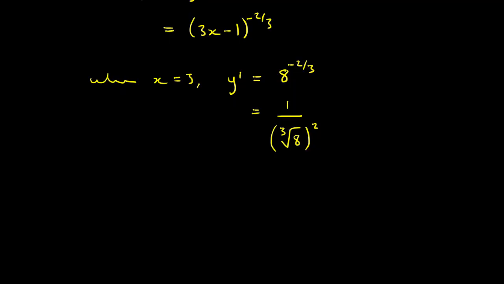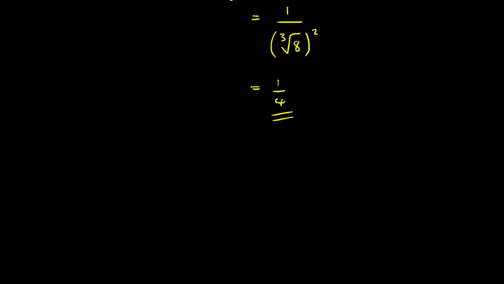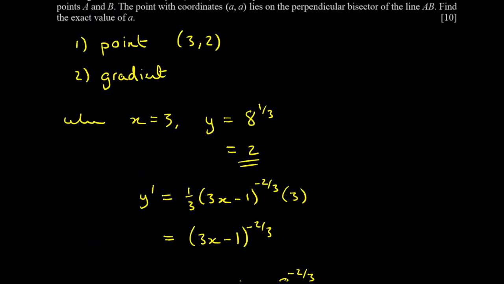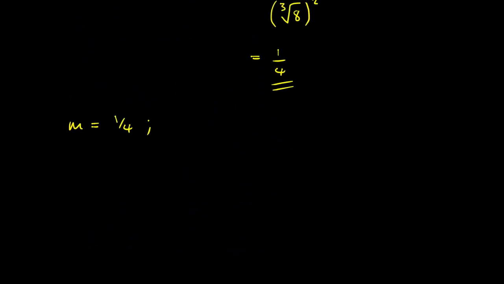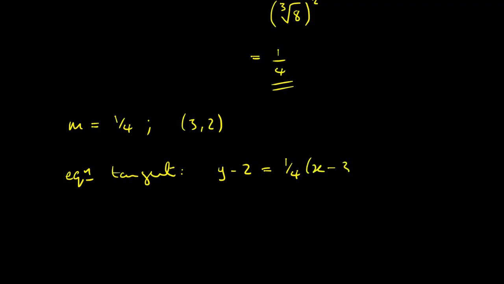So what's the cube root of 8? The cube root of 8 is 2. 2 squared is 4, so we've got a gradient here of a quarter. So let us recap. Our gradient, m, of the tangent is a quarter. And what is our coordinate point? Our coordinate point is (3, 2). So how do we get the equation of the tangent? Equation of the tangent, we do y minus y1 is equal to m(x minus x1), so y minus 2 equals a quarter (x minus 3).